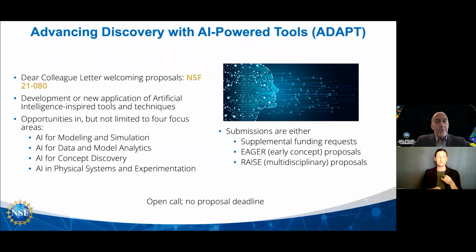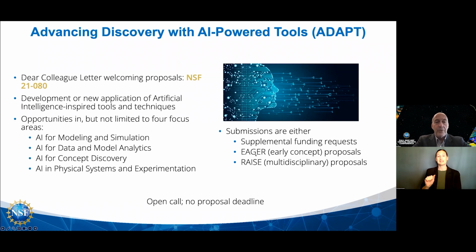So finally, the last of these sort of big cross-cutting programs is ADAPT, Advancing Discovery with AI-Powered Tools. The point is the development or new application of artificial intelligence inspired tools and techniques. So you can see this is, of course, a very hot topic right now. And that's reflected in the types of submissions that are allowed. You can only apply to this if you have current funding, in which case you can apply for a supplement, or you can submit an EAGER.